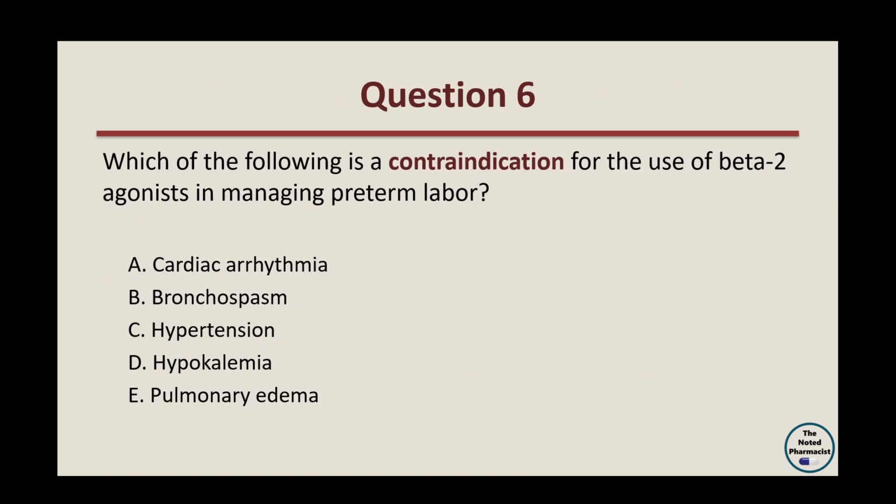Question 6. Which of the following is a contraindication for the use of beta-2 agonists in managing preterm labor? Option A, cardiac arrhythmia. Option B, bronchospasm. Option C, hypertension. Option D, hypokalemia. Option E, pulmonary edema.